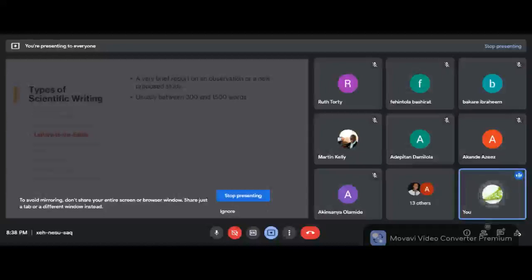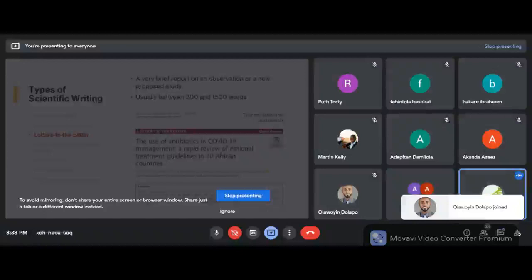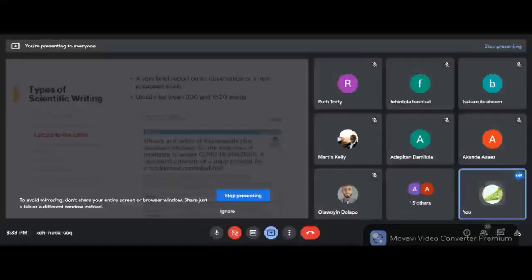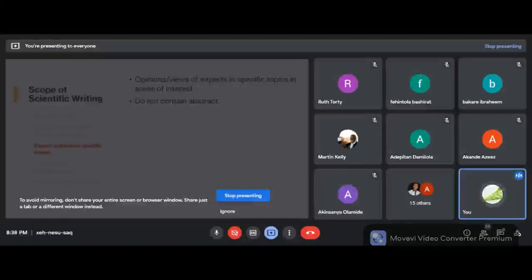Another one is the letter to an editor. It's also a brief report of an observation or a way of communicating a proposed study that is about to kick off. Usually also between 300 and 1,500 words, depending on journals. I have this as an example of a report of an observation, and then this as an example of a proposed study. The next one is an expert's opinion on specific topics. This is also known as perspective or viewpoint, depending on the journal. It's like getting the expert opinion on specific topics in a specific area of interest, and usually does not contain new data. Also, the number of words and the requirements vary across journals. This is an example of that.